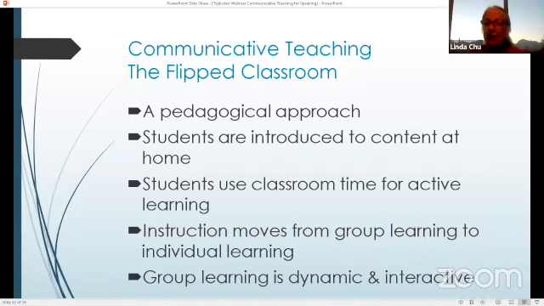And then when they come to class, they are free to talk about that content and to use the time in the classroom for student interaction and student-teacher interaction and talking. So interaction moves from group learning to individual learning at home, and group learning becomes much more dynamic and interactive in the classroom.